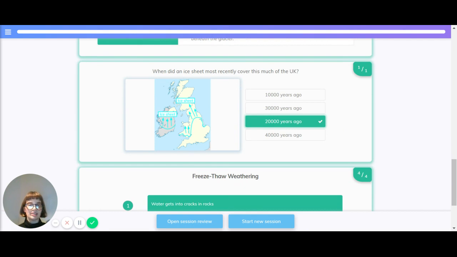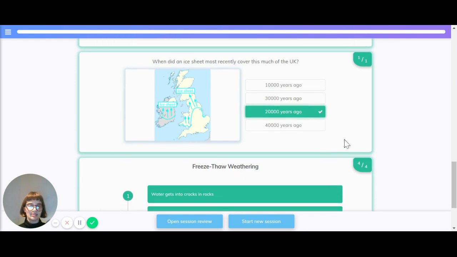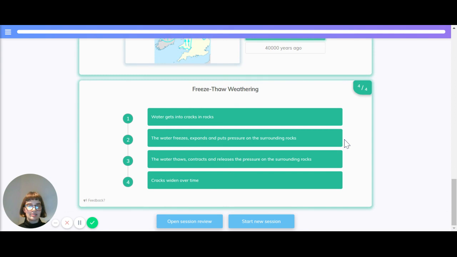When did an ice sheet most recently cover much of the UK's north? The correct answer is around 20,000 years ago. And what is the correct order of freeze-thaw weathering? Well, first, water gets into cracks in the rocks. Then, water freezes, expands, and puts pressure on the surrounding rocks. After this, the water thaws, contracts, and releases the pressure on the surrounding rocks. Finally, the cracks widen over time.